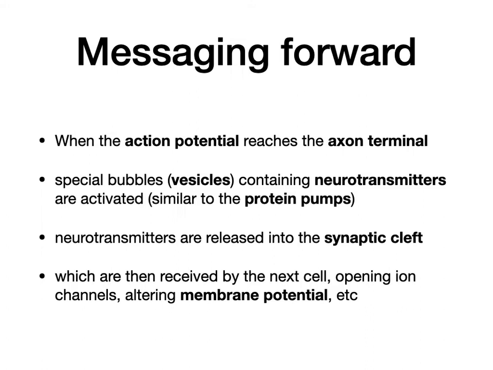Which then the next cell receives, and we kind of already know how this part works. The next cell will then open ion channels not based on its own membrane potential, but because a neurotransmitter hit it, right? Allowing new ions to flow into the cell and change its charge and thus do all the things we've already talked about, right? So let's look at this.